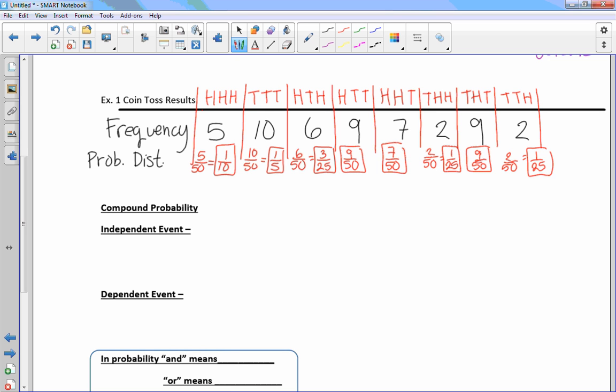These are the probability distributions. This is the probability that we would get each one if we recreated our experiment. Does that make sense? How you get a probability distribution? Take the frequency divided by the total. Okay? Relative frequency.